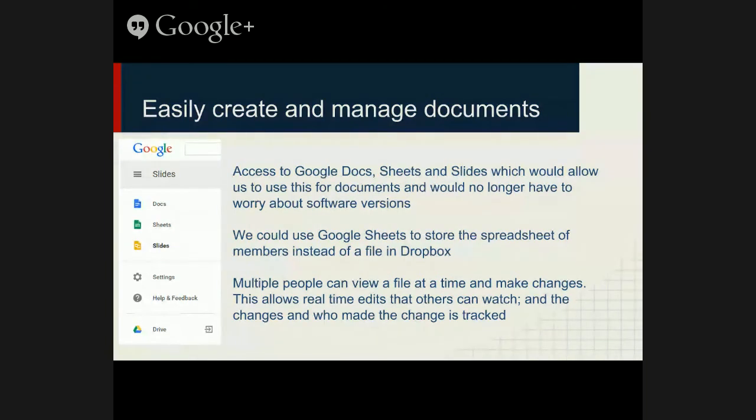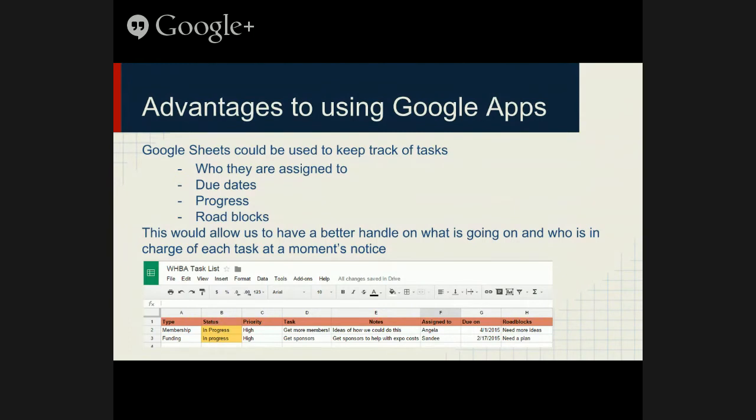So as an example, we could use a spreadsheet in the Google Drive to keep track of all the members, and then it would be really easy for any of us to go and access it to see who's current, who's in what area. It'd be easy to set up that way. Another example, you could use Google Sheets to keep track of tasks. I just made a little example of what we could do. You can have who it's assigned to, when it's due, what roadblocks you're running into, what the progress is, what the status is, and any notes, that sort of thing.